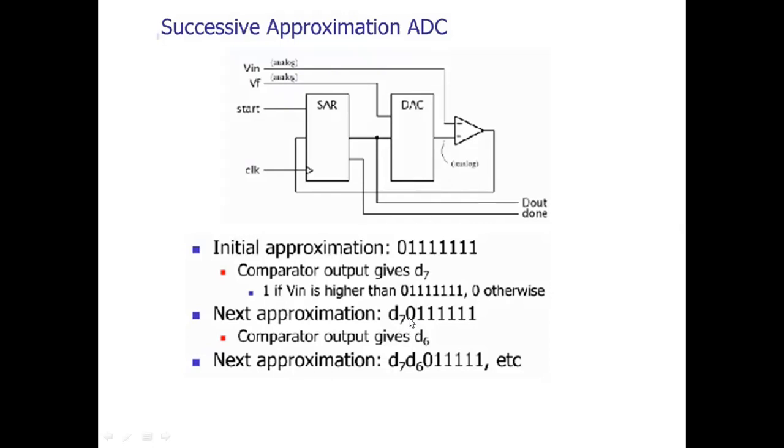Suppose if one bit is 0, then it will be half the value of 255. Suppose this next bit, the so-called D6 bit, is equal to 0, then this will be half of the initial approximation, where the initial approximation was 255. If this D6 bit is assumed as 0, then it will be half of this 255, that is equal to 126. So now this Vin is compared with 126.